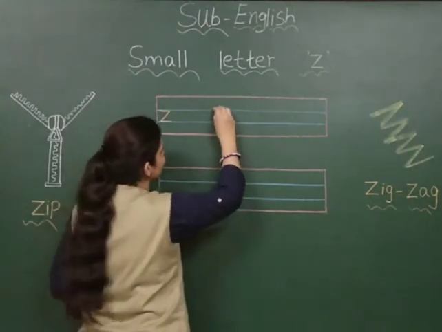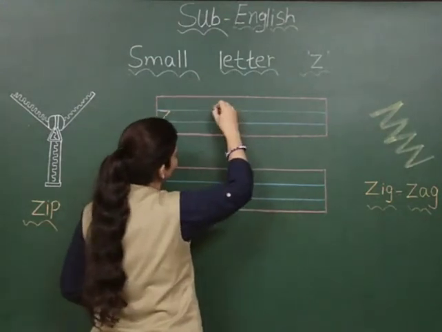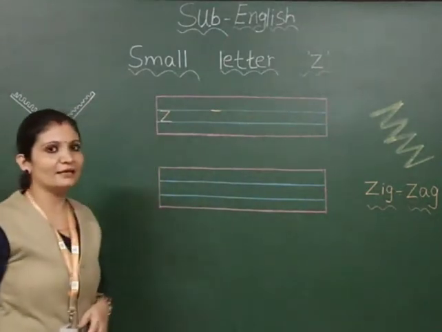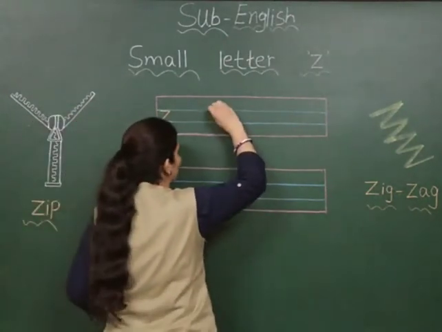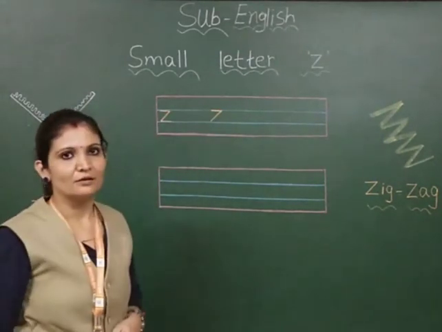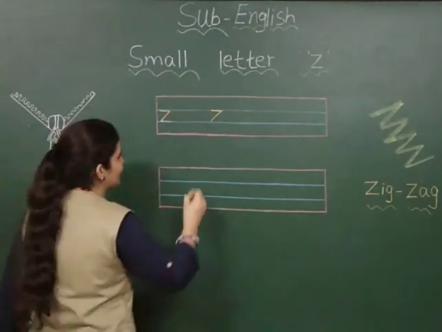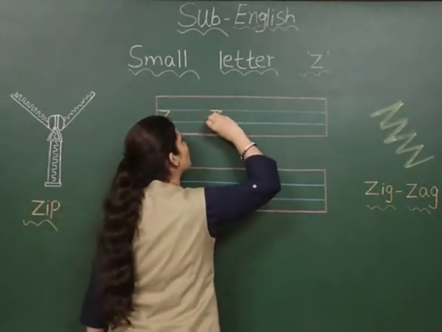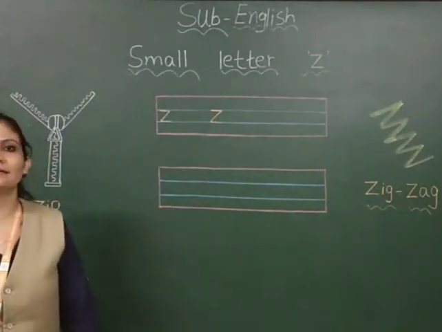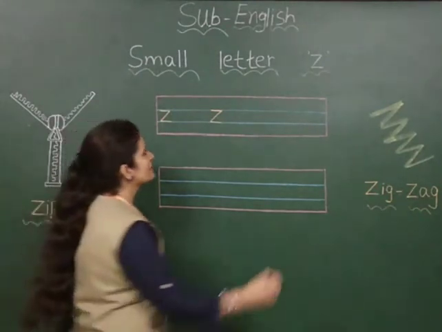See here again. First what we have to do? We have to make one sleeping line like this, and then one slanting line like this. First we have to make one sleeping line and then slanting line. And then again we have to make one sleeping line like this. This is called small letter Z. Z we have to write in blue lines.